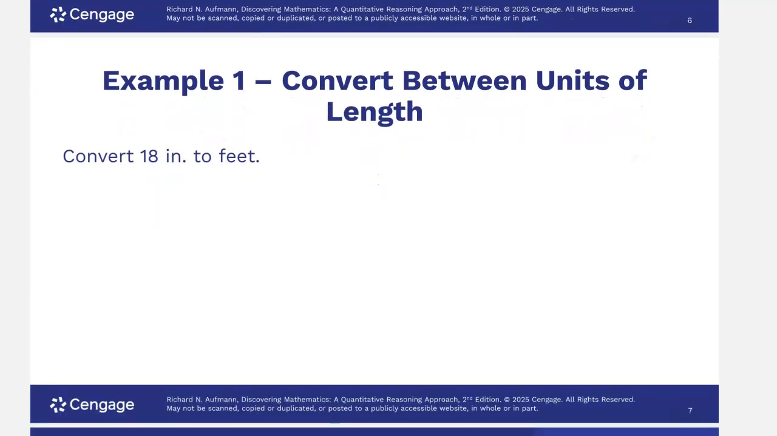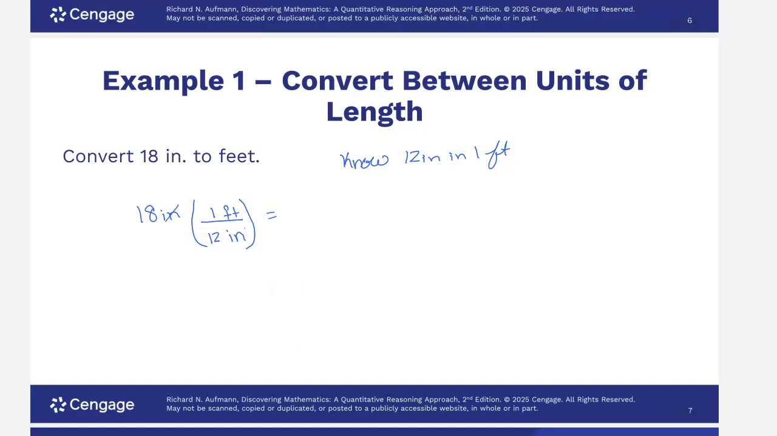We want to convert 18 inches to feet. We know that there's 12 inches in 1 foot. So 18 inches. And then we're going to multiply by this conversion factor. Now, if I want inches to cancel and I'm multiplying by a fraction, I need my inch stuff down here, and I know there's a relationship between inches and feet. We know there's 12 inches in 1 foot. So there's my conversion factor that I'm multiplying by.